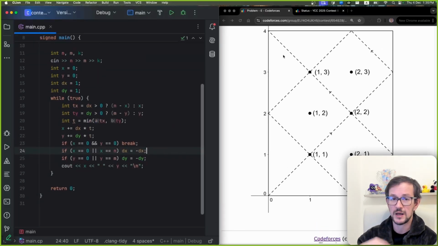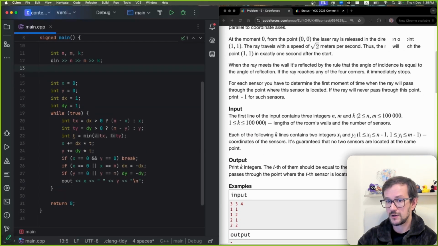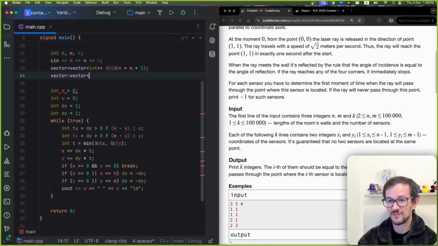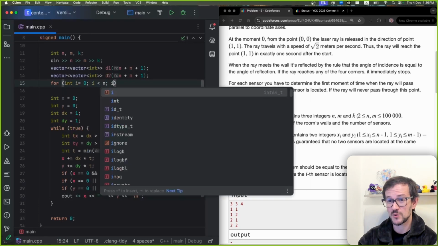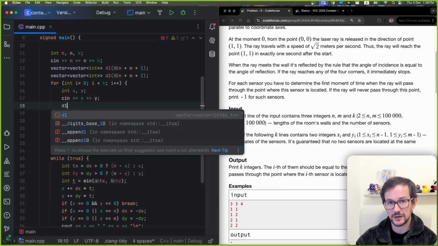So I think I simulated all these steps correctly. So now I just need to add sensors and all these shenanigans. Yeah. So let's add them. So I read all the sensors. Okay, boring. I was thinking about using maps as well here, but I decided to use vectors for educational purposes, actually.